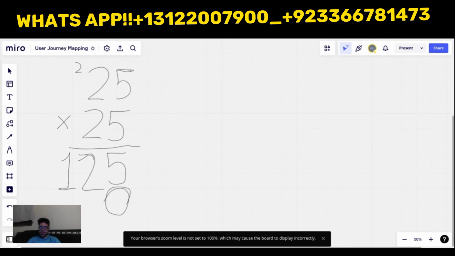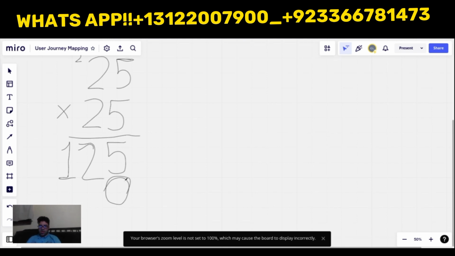So now that I have this 0 right here, and now that I've fully completed getting this answer, 125, by multiplying the 5 by the 5 right here in the ones place, and the 5 by the 2 right here in the tens place, I can now move on to this 2 right here that's in the tens place. And now I can do the same thing I did with the 5. I can multiply 2 times 5 and 2 times 2. So now let's do that.